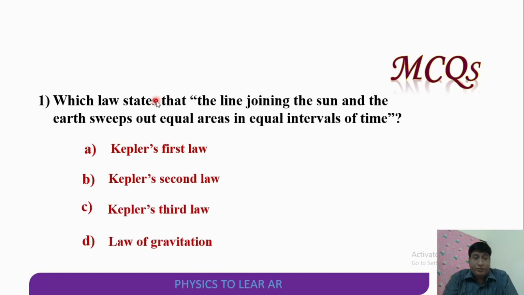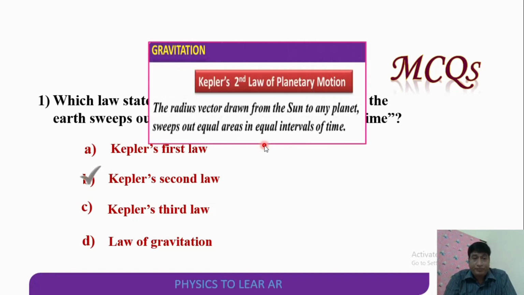Stop the video, read the question and then comment the answer below. Which law states that the line joining the sun and the earth sweeps out equal areas in equal intervals of time? That is nothing but Kepler's second law. You have already discussed the definition: sweeps out equal areas in equal intervals of time.